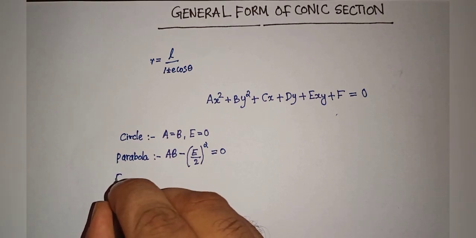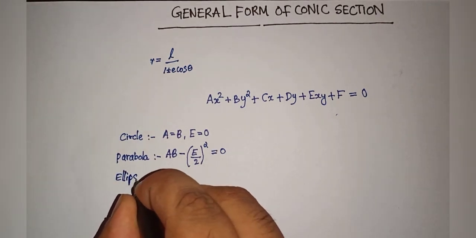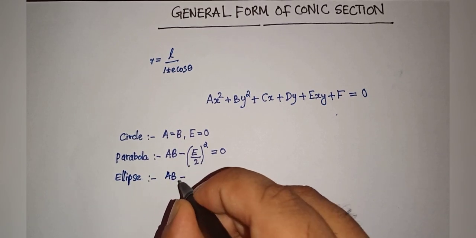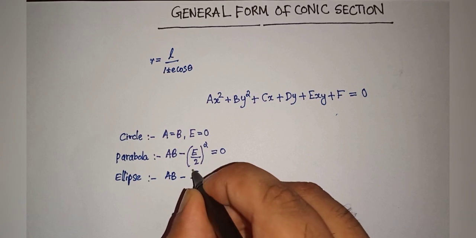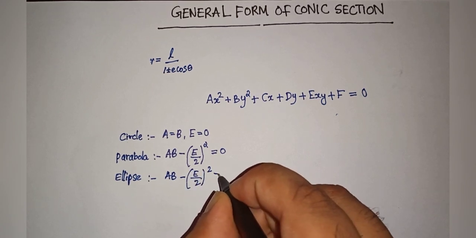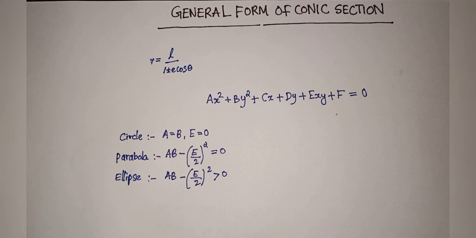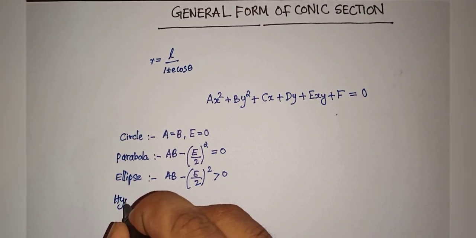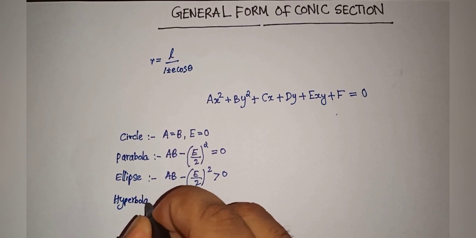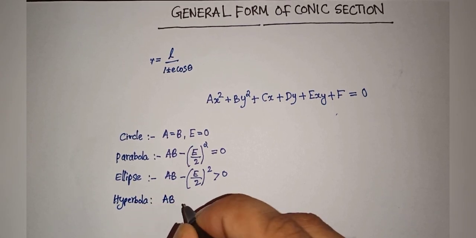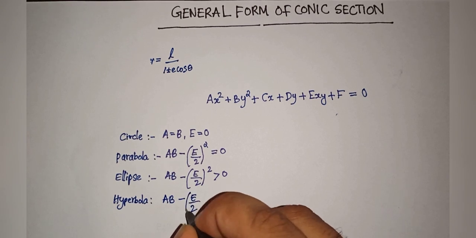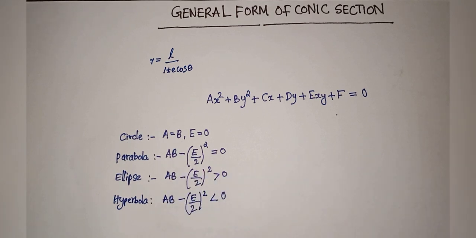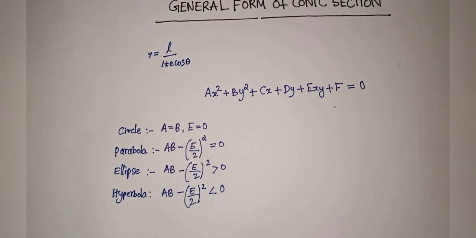Now go with the ellipse test. If this equation corresponds to an ellipse, then it has to obey this condition: AB minus (E by 2) whole square greater than 0. And if it is a hyperbola, it is again AB minus (E by 2) whole square, and if this is less than 0, then you can fix it as a hyperbola. So these are some of the tests we need to perform.